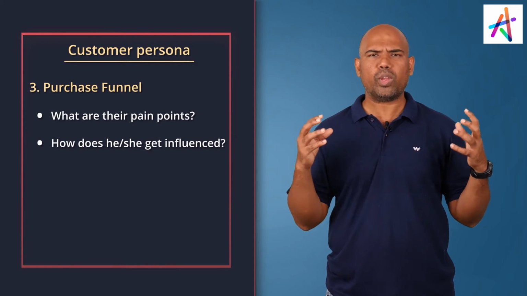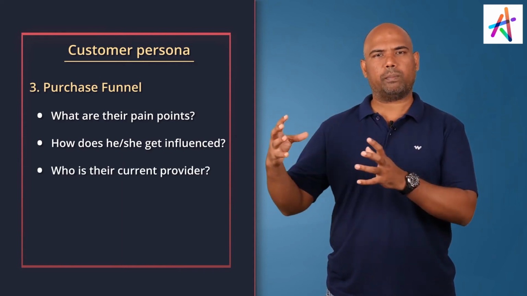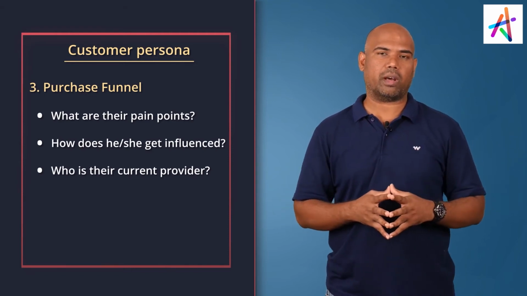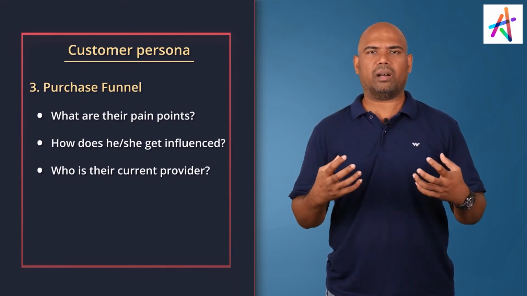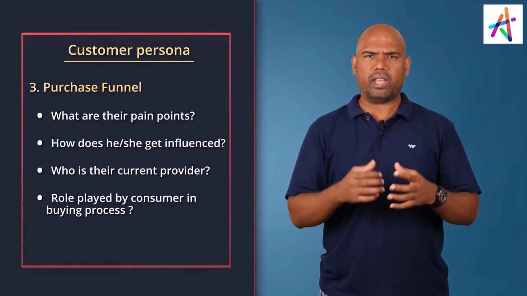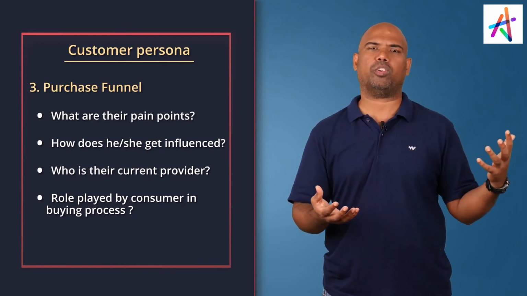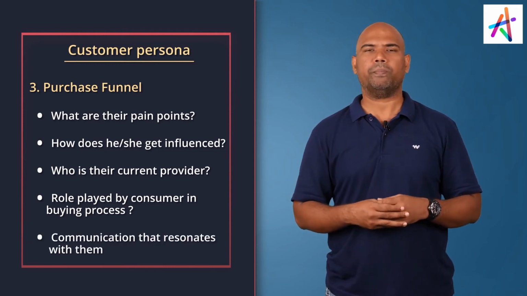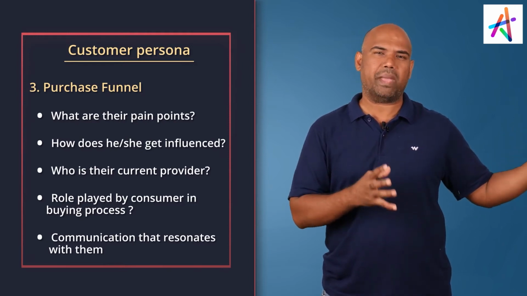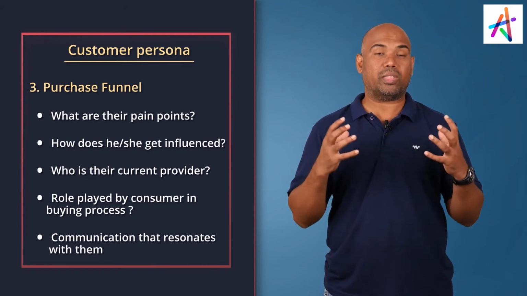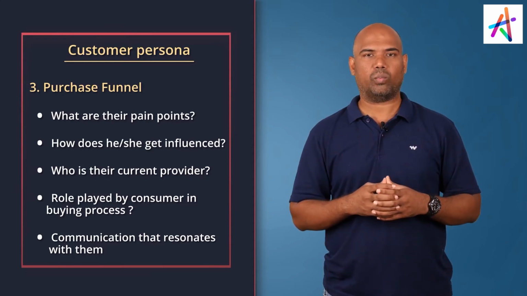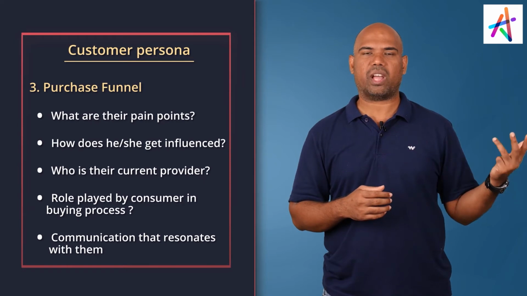Number three, you're going to understand or know who their current providers are. It could be a service or a product or whatever. Understand who the current providers are. Number four, you're going to understand what would be the role of that individual in the buying process. Is it a kid? If it's a kid, it's going to be the parent who is going to make the buying decision. So you might want to figure that out. And last but not the least, what words or what kind of communication would resonate and make sense to your prospective customers? So that's what you need to analyze in this stage within targeting the right audiences, right? So we've looked at demographics, interests, and now the purchase funnel.